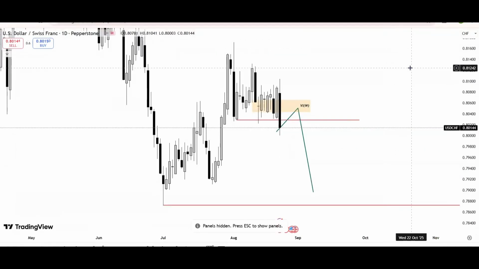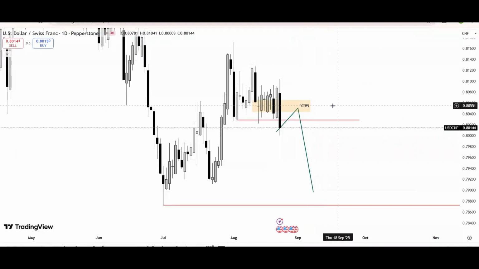If we move to the daily USDCHF, this is the weekly volume imbalance, and this is the daily order block here, just around the same region as our weekly OB, which is right here. So yes, I'm expecting that we are going to retrace either to this weekly volume imbalance or these OBs here before we get the bearish moves.